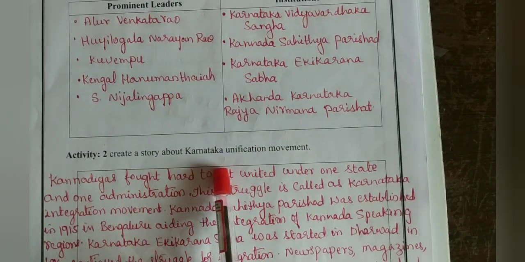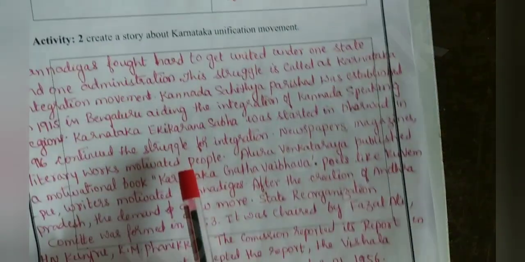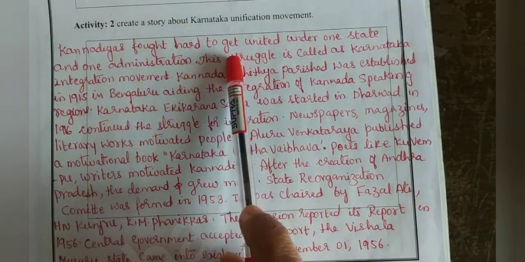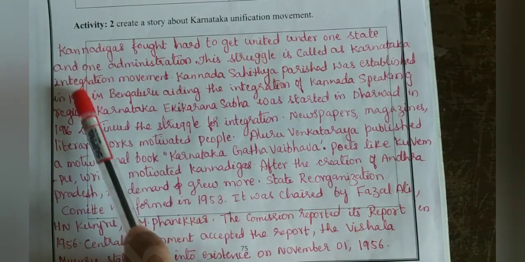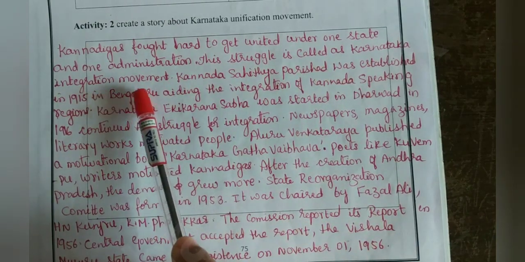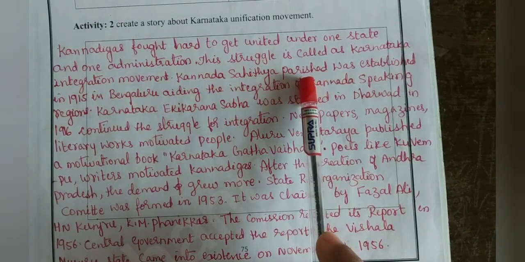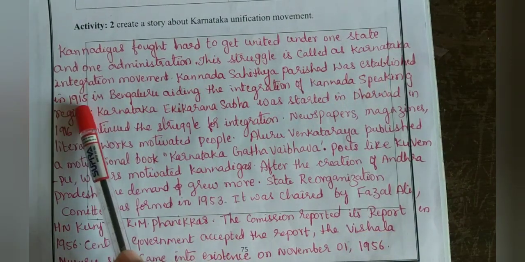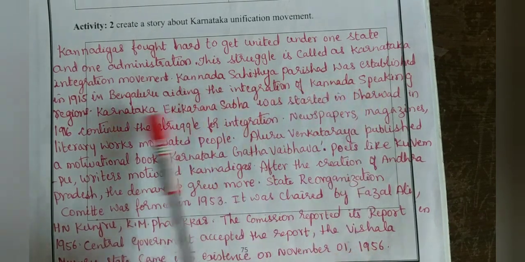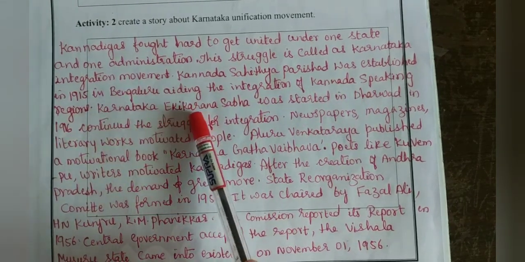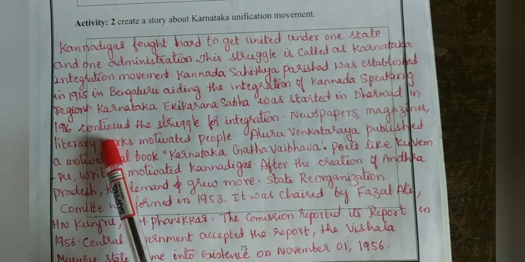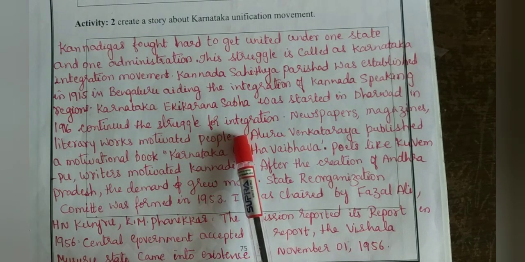Activity 2: Create a story about the Karnataka unification movement. Kannadigas fought hard to get united under one state and one administration. This struggle is called the Karnataka integration movement. Kannada Sahitya Parishad was established in 1915 in Bengaluru, aiding the integration of Kannada-speaking regions. Karnataka Ekikarana Sabha was started in Dharwad in 1916 and continued the struggle for integration.